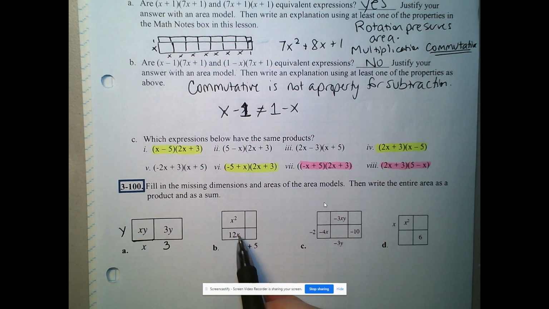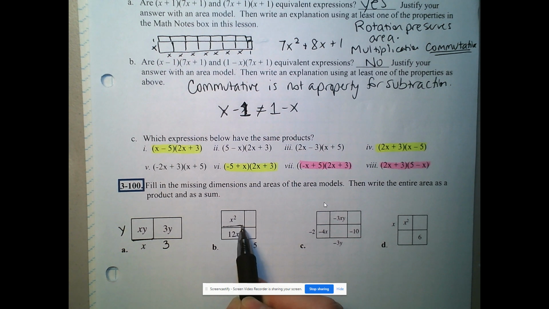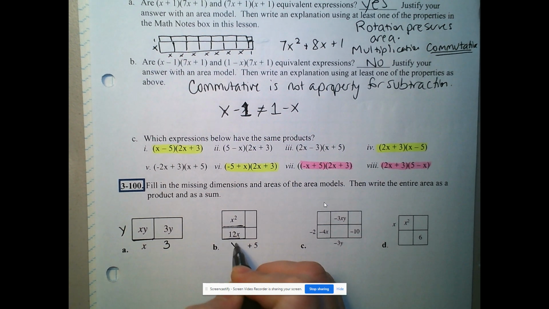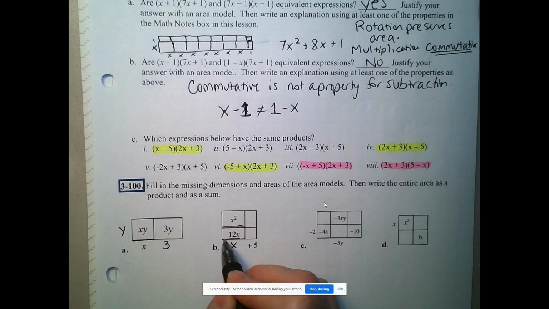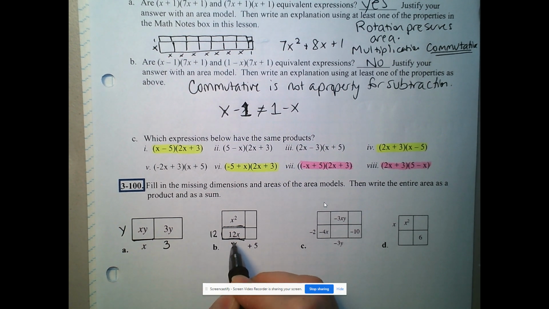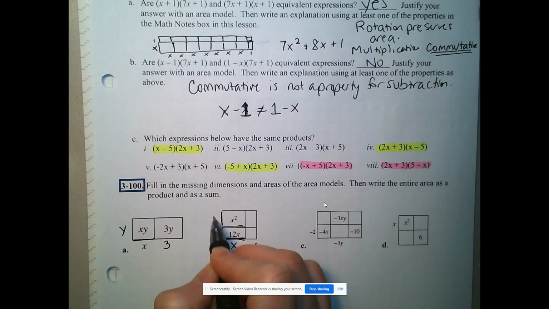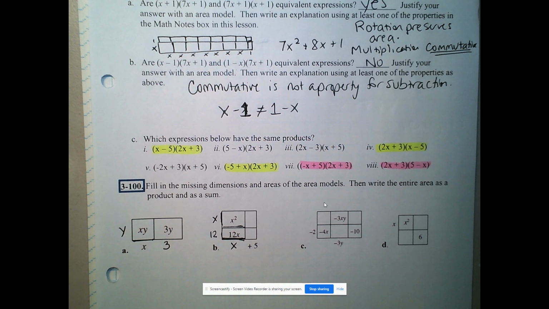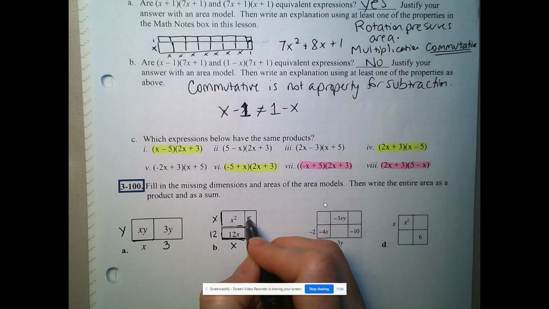If this is x squared and this is 12x, the thing that they have in common is x, which means it must be this dimension that they have in common, making this an x. Well, if I know this is x, then the other side has to be 12, because 12 times x would give me 12x. If I know that this is x, then this must also be x for that to be x squared on the inside. Right. 5 on this side. I now have a 12 on this side, makes it 60. 5 on the bottom, x on the left, makes this top corner 5x.